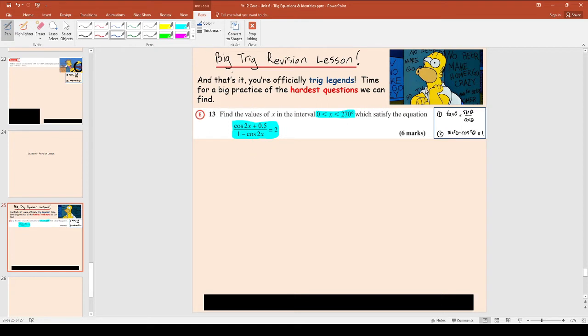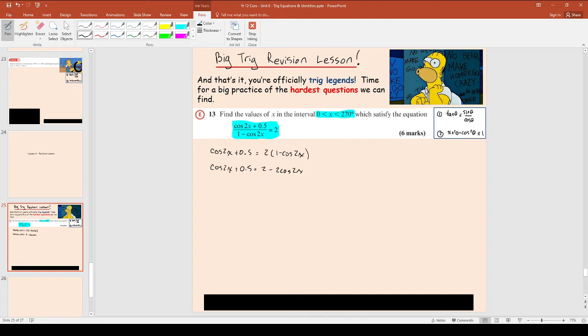To start with, it's ugly because it's in that fraction. Because it's in that fraction, it's not very nice at all. So I'm going to times both sides by the denominator of the fraction. So I'll be left with cos of 2x plus 0.5 equals 2 brackets 1 take cos of 2x. So just times out the bracket: cos of 2x plus 0.5 equals 2 minus 2 cos of 2x.